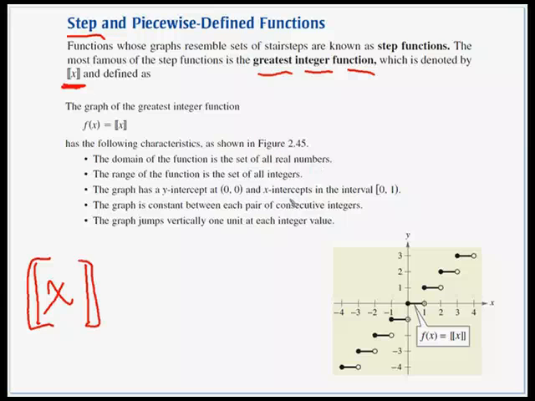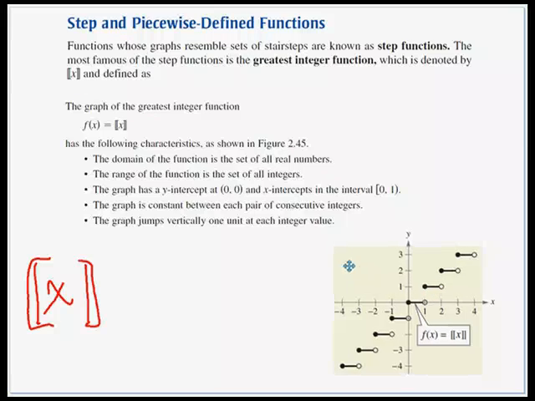The domain is all real numbers. The range is the set of integers. If we look left and right from the function, we're only defined right on the whole numbers, right at 1, right at 2, right at 3. If we're anywhere in between and we look left or right, the function isn't there. It has a y-intercept at the origin and x-intercepts on the interval from 0 to 1. The graph is constant between each pair of consecutive integers. It jumps vertically 1 unit at each integer value. Another way to think about this function is the rounding down function.